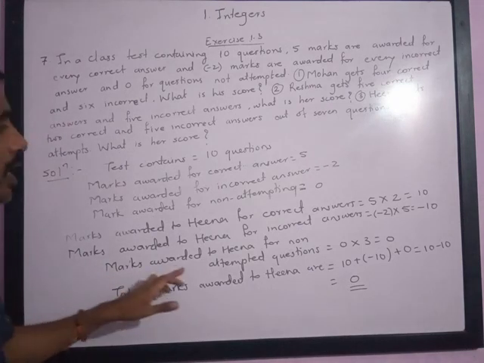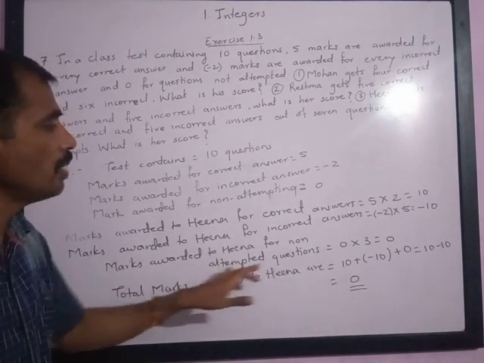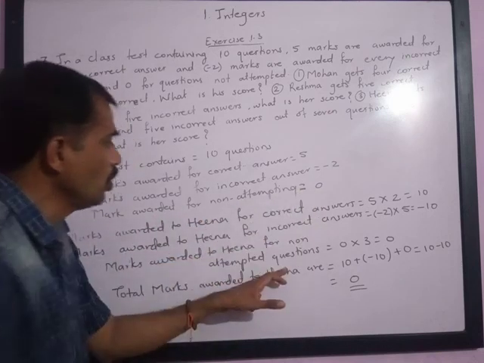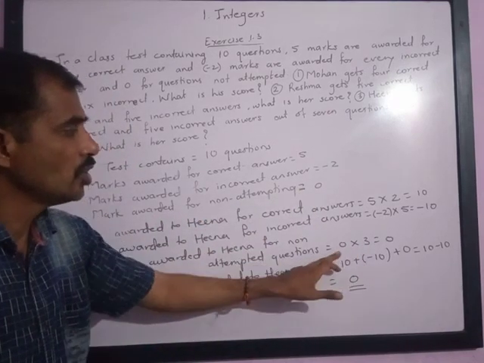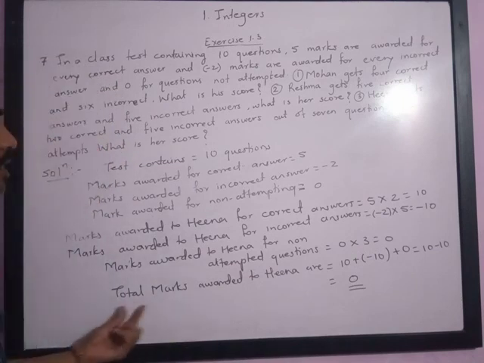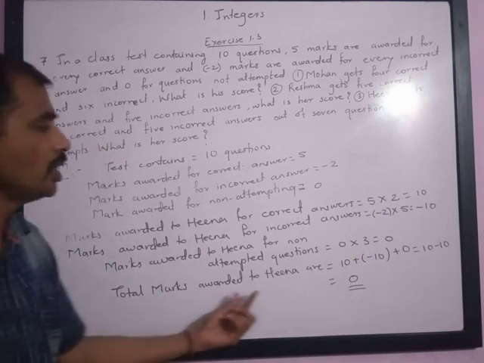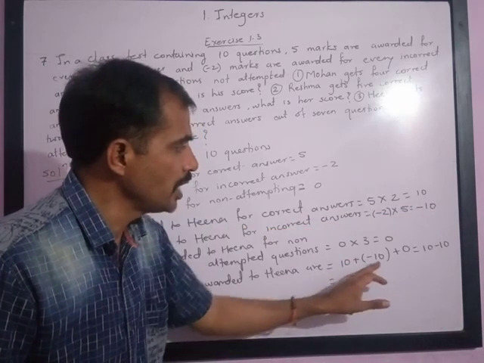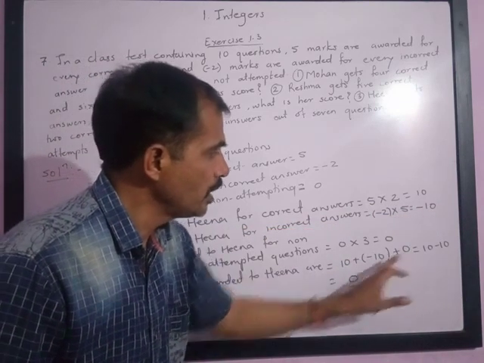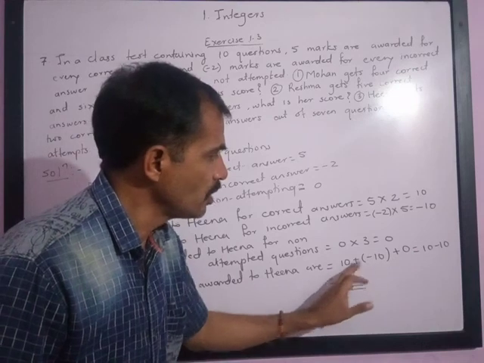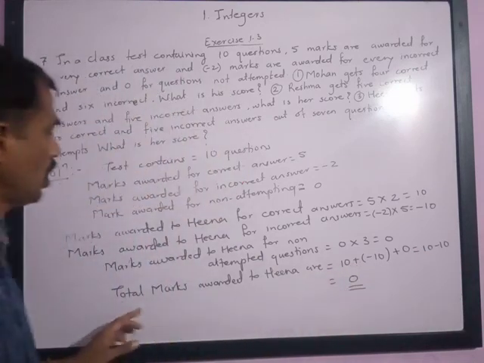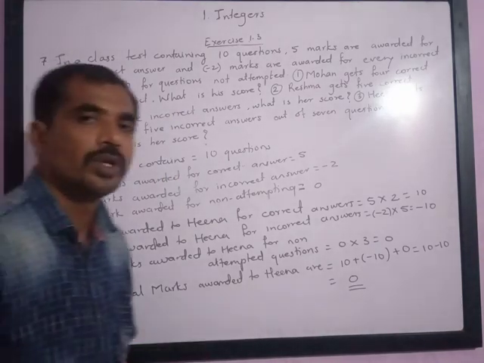And marks awarded to Hina for non-attempted questions. Please note, marks awarded for non-attempting questions are 0. So they are 3. So 0 into 3 is 0. So total marks received by Hina are 10 plus -10 plus 0. This plus into minus will become minus, 10 minus 10, that is equal to 0. So 0 marks are awarded to Hina.